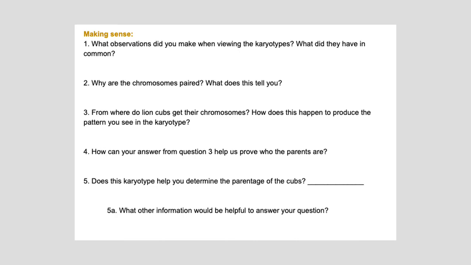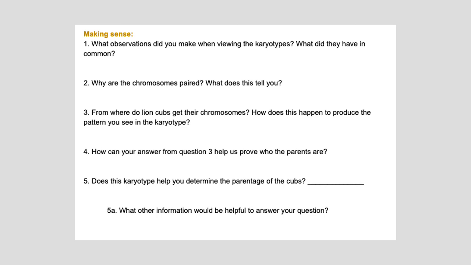From where do lion cubs get their chromosomes? A good hint is probably the same kind of way you got your chromosomes. So how does this happen to produce the pattern you see, the pattern being pairs? And knowing the answer to question 3, how could we use karyotypes to prove to us who the parents are? Does this karyotype help you determine the parentage of the cubs?